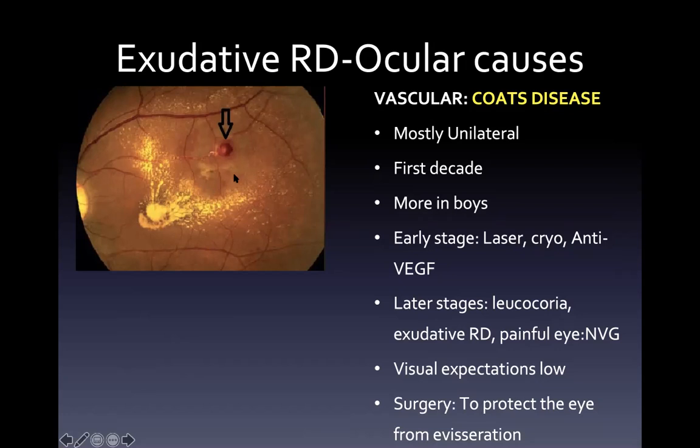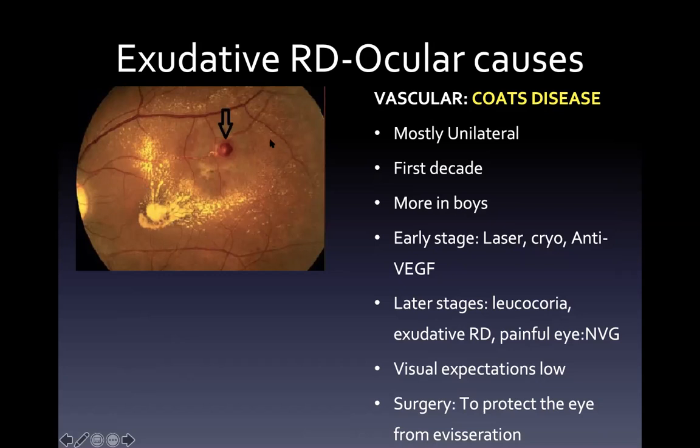And if we can detect the case at this stage, we just do laser to those telangiectatic vessels, and we can control the disease. But it's a lifelong disease. These exudations and these telangiectatic vessels may form in other vessels within time, so we have to follow the cases lifelong, and we have to do additional lasers and cryos or intravitreal anti-VEGF treatments lifelong. But it's very uncommon to find an early case like this.